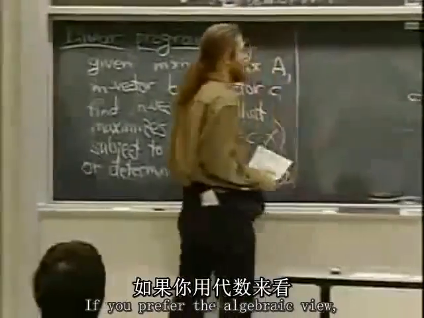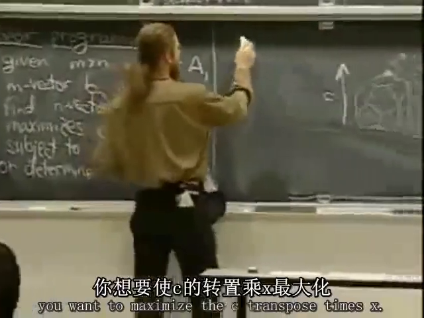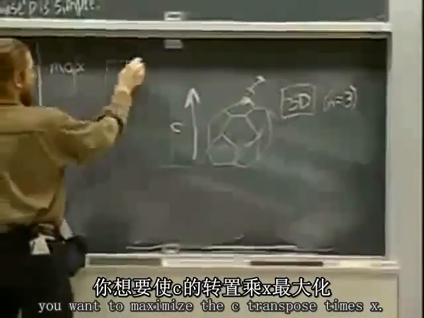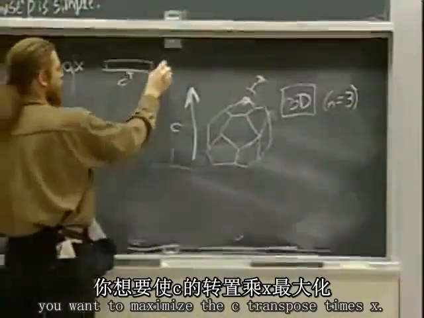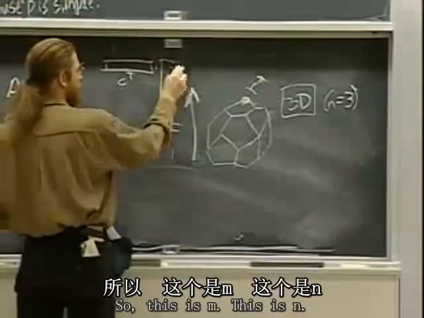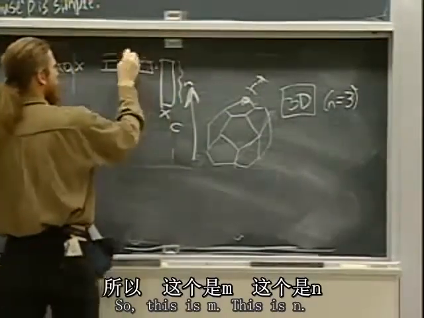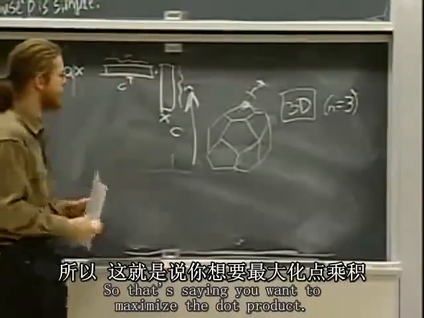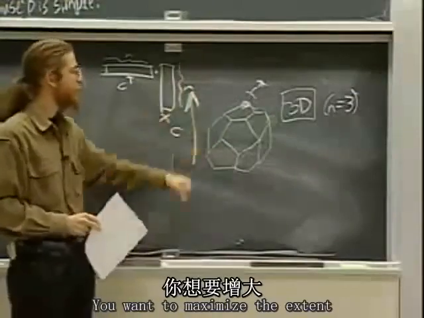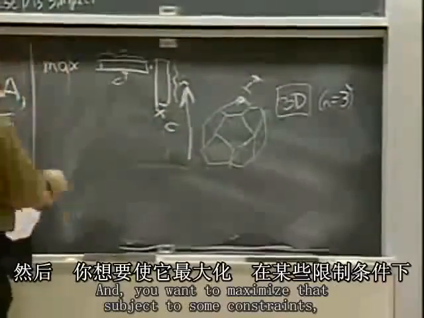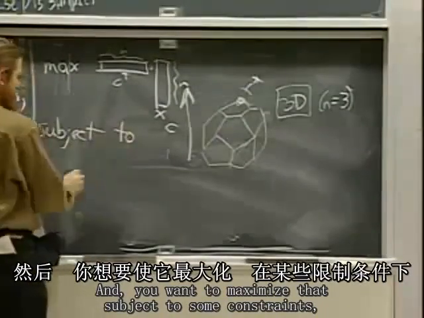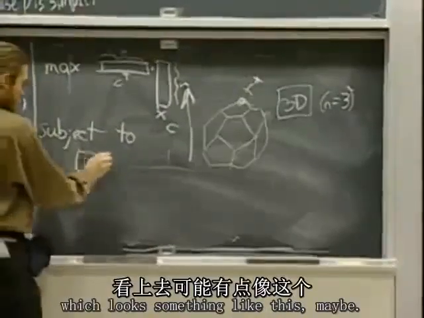If you prefer the algebraic view, you want to maximize this c transpose times x. So this is n, this is n. Check out the dimensions work out. So that's saying you want to maximize the dot product. You want to maximize the extent to which x is in the direction c. And you want to maximize that subject to some constraints, which looks something like this, maybe.